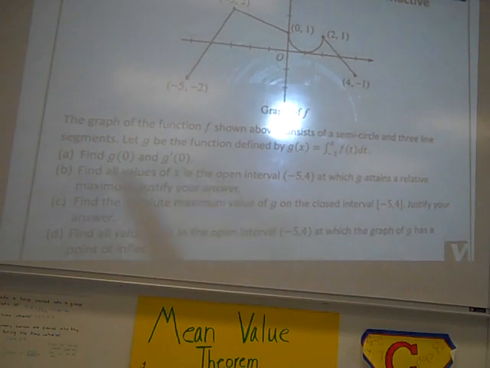That's part A. In part B, we want to find all values of x in that open interval where g attains a relative maximum. C, we're going to want to find the absolute maximum value of g on a closed interval. We just went over that process in the last one. And then D, we want to find all values of x in the open interval at which the graph of g has a point of inflection. This one has a lot of similarities to the last question. It's certainly not identical. So let's get going.